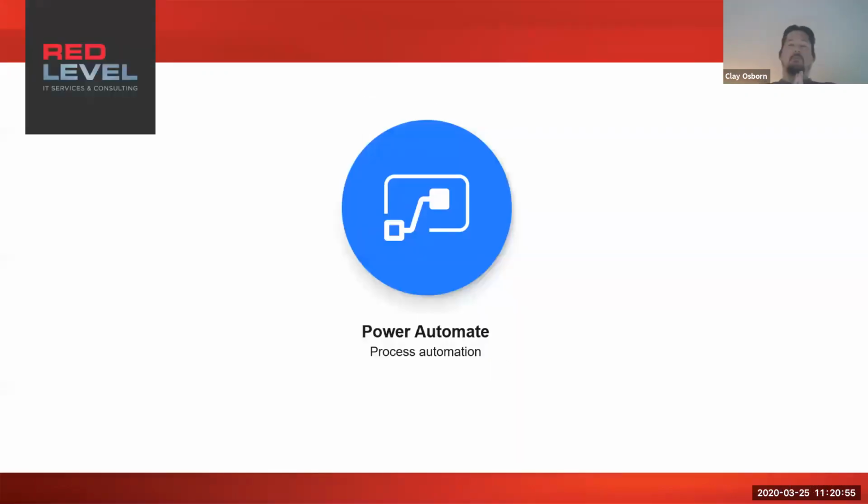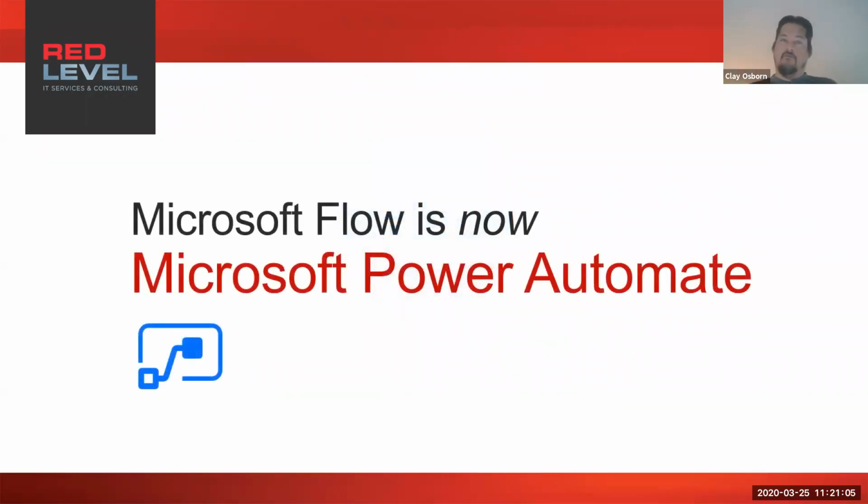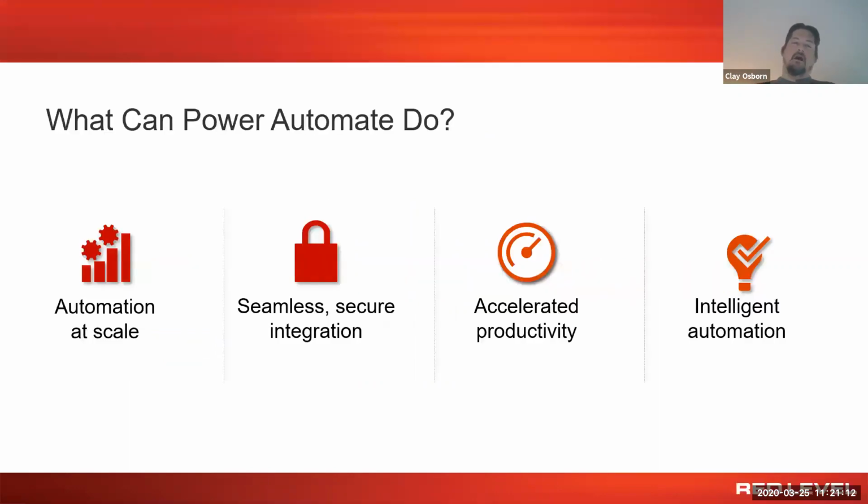So, move on to Power Automate. Power Apps and Power Automate go together very well as opposed to sitting apart. Power Automate was previously called Flow, and they've renamed it to Power Automate to fit into that Power suite, the whole Power keyword there. Of course, what can Power Automate do? It's workflow, essentially. You can automate a lot of mundane tasks and save a lot of time there, accelerating your productivity. They've got a lot of intelligence built into this.